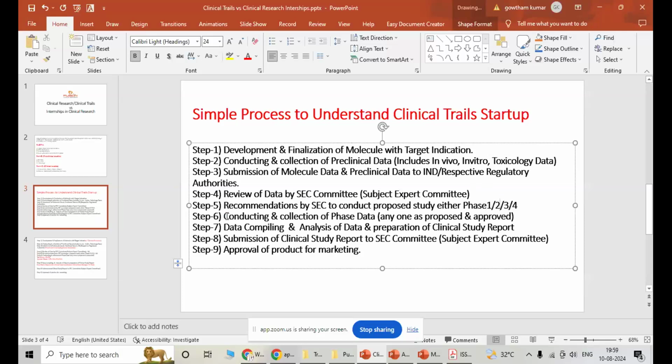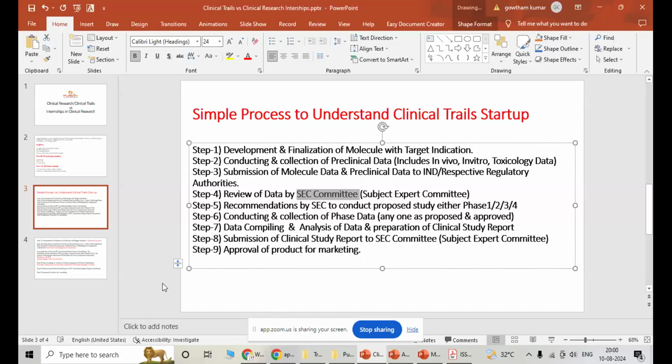So the pharma company will conduct the trial as phase 3, or any one of the proposed and approved study phases, and the data will be compiled, analysis of data will be done, and preparation of the clinical study report will be done. The clinical study report should again be submitted to this SEC panel only, and once the SEC committee is satisfied and everything is okay, then they will give the approval for marketing. So this is the overall process.